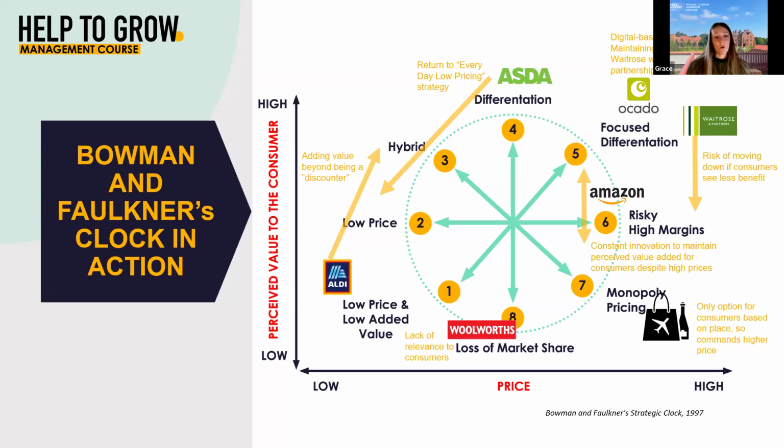Point number 5 then is all about this focused differentiation. So we could say the likes of Ocado and Marks and Spencer's would sit here. They offer that focused differentiation on the basis of luxury and quality and taste. Ocado probably has that focused differentiation based on their digital side of the business.